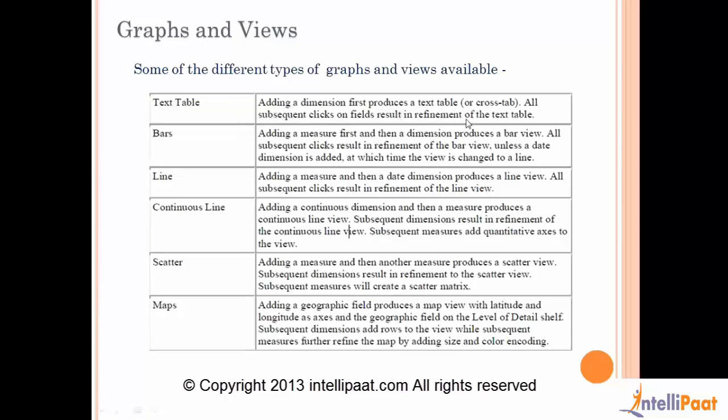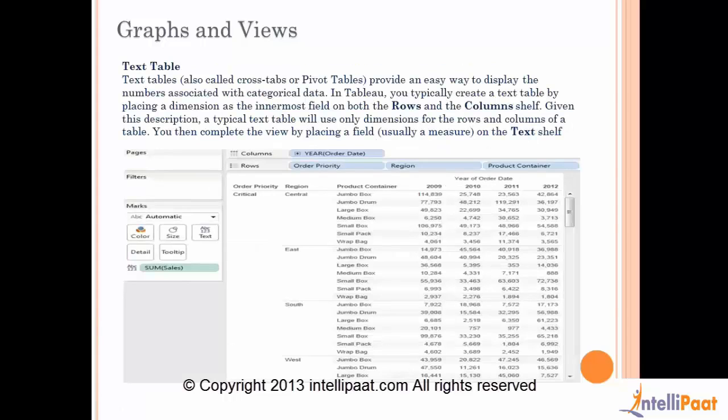If you drag a dimension first, then it produces a text table or a crosstab. And if you drag a measure first and then a dimension, it produces a bar chart. So it gives all the details here: depending on what you drag first, what kind of chart will be drawn. Okay, so the first basic type was the text table. This is like a cross table or pivot table kind of thing, which is probably the most basic kind of report that you would create in Tableau.